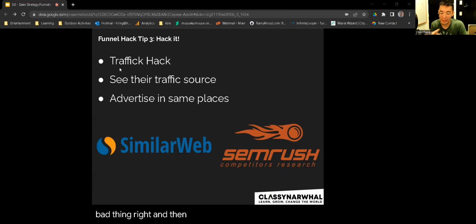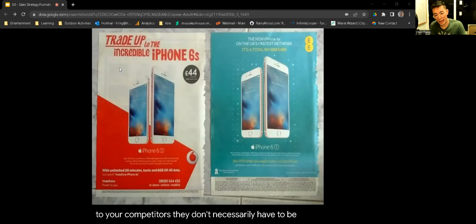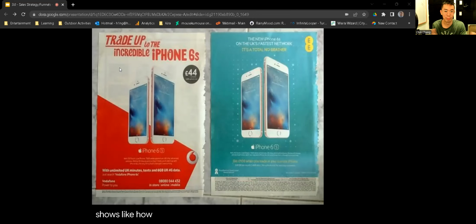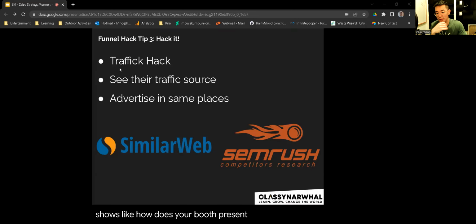And then lastly, now that you have created those assets and funnels that look similar to your competitors, they don't necessarily have to be ads. They could even be, let's say, the sales call, the events that you run, or if you do trade shows, how does your booth present? If you're already looking similar to your competitor, then the next step is to look at where they get their customers and go after the same places.